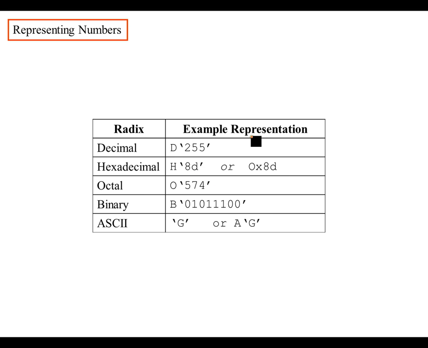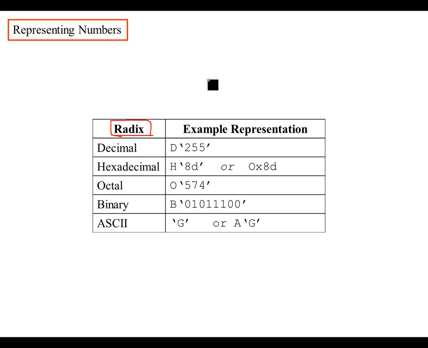So there is a way to set what we call a default radix. So what is a radix? It is either decimal, hexadecimal, octal, binary, or ASCII. A lot of times we write numbers in decimal, 0 through 9. But you can also represent numbers as hexadecimal or binary. So this is how you communicate to the assembler what type of number you are representing.